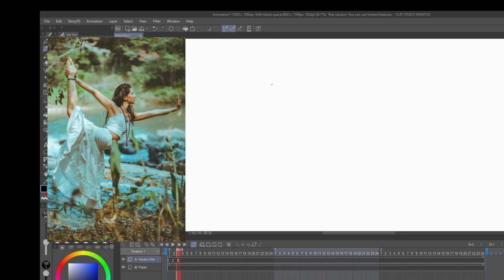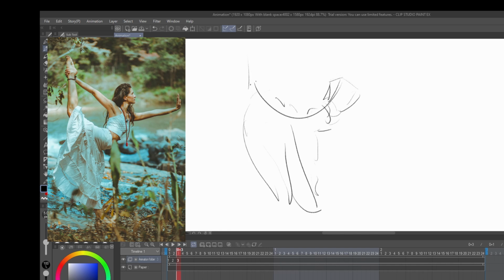So let's draw the third pose. Everything is going to be the same. And one more thing about gesture drawing, you need to understand the balance of the pose or the whole body weight. For example, in this pose the whole body weight is on this leg.